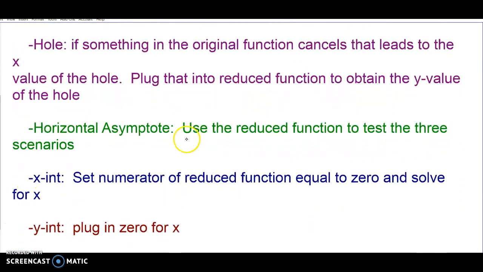Horizontal asymptote, we have those three cases where we look at the degree of the numerator versus denominator. X-intercept, you set the numerator equal to 0. Y-intercept, you plug in 0 for x.